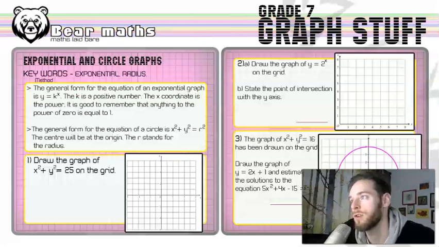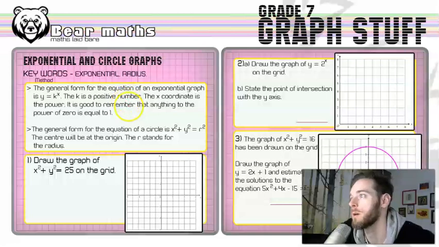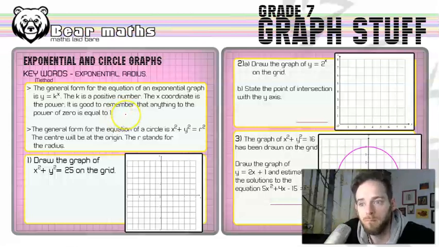Now in the method I've got the general forms of the equations. So the general form for the equation of an exponential graph is y equals k to the power of x. The k is a positive number and the x coordinate is the power. That's what we use as the power. Pop the x coordinate in, you're going to find out the value of y. And it's good to remember that anything to the power of 0 is equal to 1. Very useful indices rules in this particular topic.